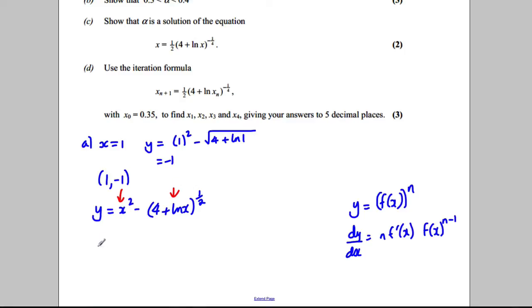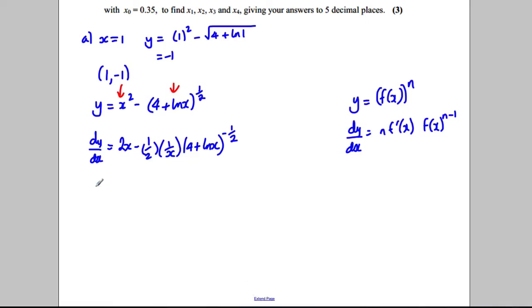So we're going to apply that here. So dy by dx is going to be, for this one, 2x, which is easy, and this one, subtract. So we're going to bring down the half, so half here. We're going to differentiate inside the brackets. The differential of 4 is just nothing. The differential of logarithm x is 1 over x. We're going to keep the brackets as it was, and we're going to reduce the power by 1, as follows. Okay? So just tidying this up, maybe dy by dx is therefore 2x subtract 1 over 2x, 4 plus the natural logarithm of x to the negative a half.